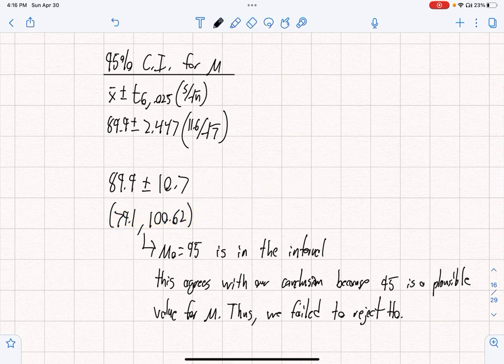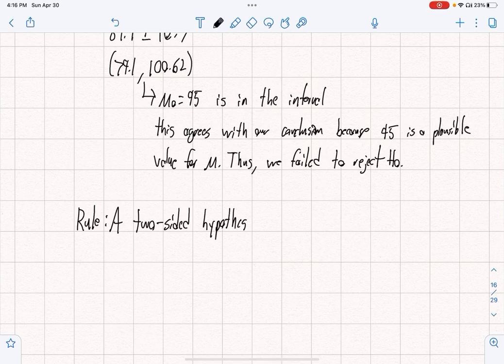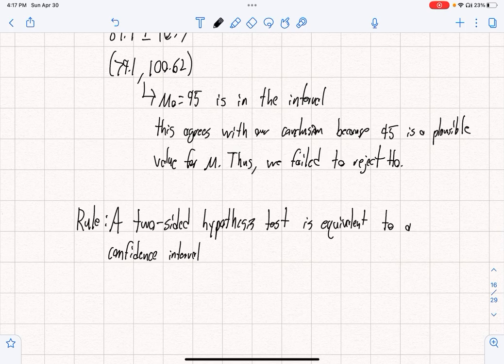So this leads us to a new rule, which is just that a two-sided hypothesis test is equivalent to a confidence interval, assuming alpha is the same in both settings.